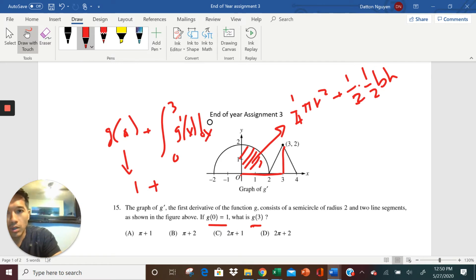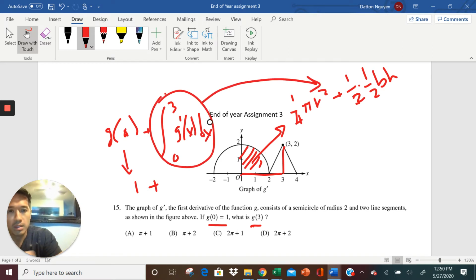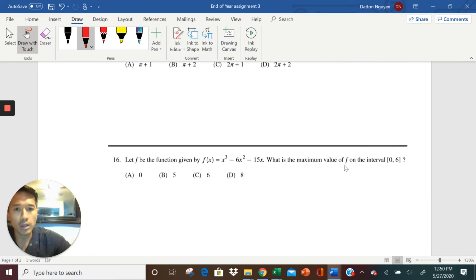So remember, this whole thing right here I just wrote down is basically this. Okay, this is R, by the way. All right, going on to the next problem.